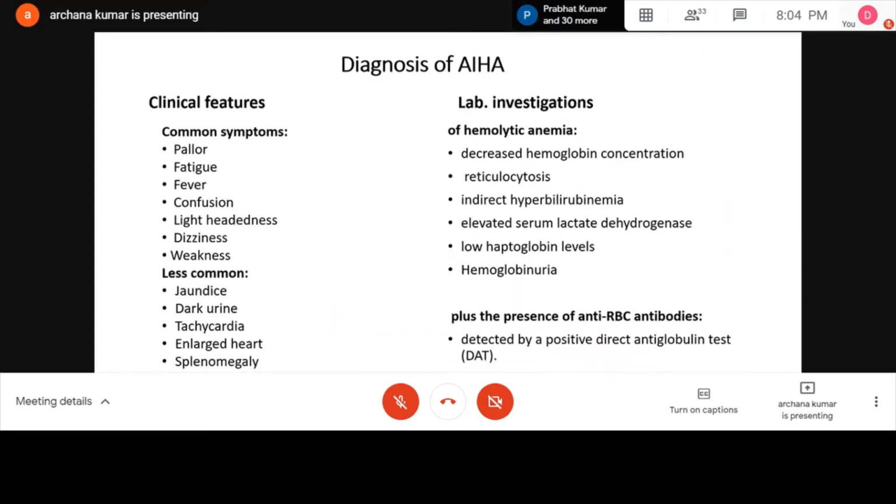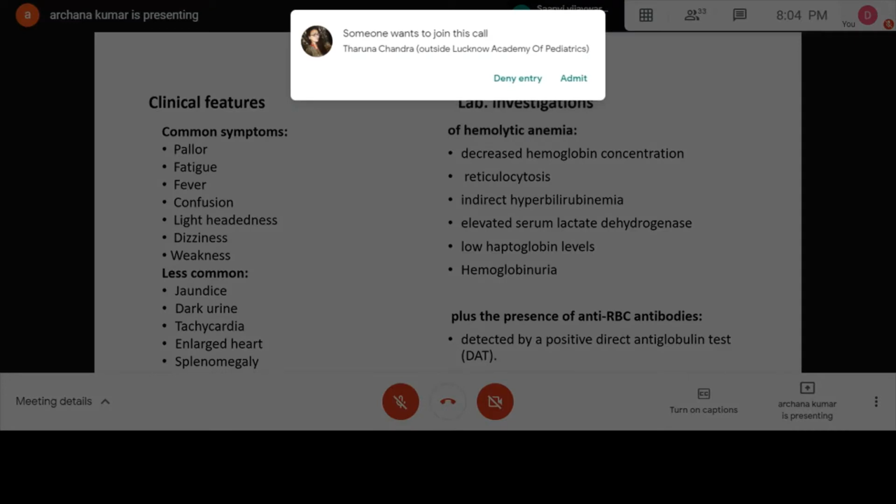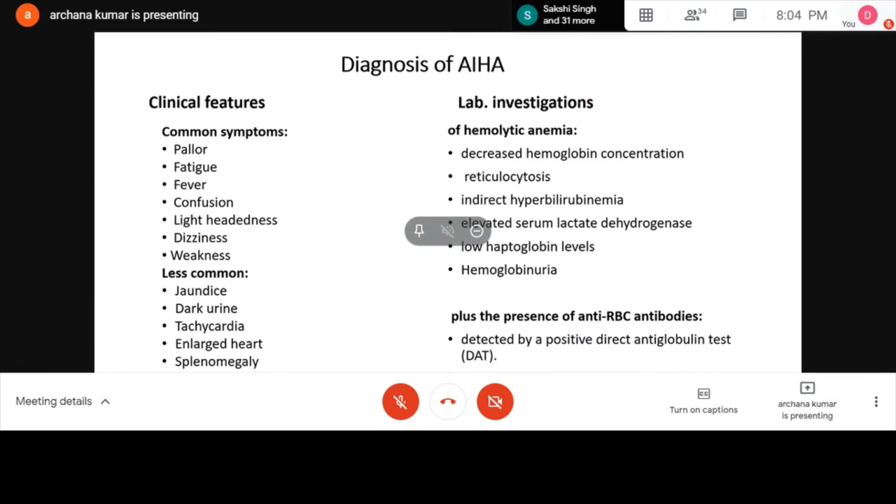So how do we diagnose AIHA? The common symptoms which we saw in this child were fever, fatigue, pallor, and all the problems related to anemia like confusion, lightheadedness, dizziness, and weakness. Less commonly, we can get jaundice, which is mainly indirect jaundice, dark urine, tachycardia depending upon the degree of anemia, similarly an enlarged heart, and then we get splenomegaly or hepatomegaly or both, because the spleen is the primary area where RBCs get destroyed, especially in extravascular hemolysis.